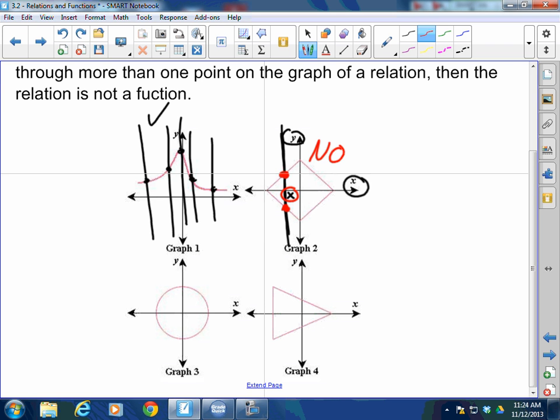Does that make sense? If I make a vertical line test here, at this x, I went through two different y's, not a function. Through this vertical line test, look at all the different y's I'm hitting here. All sorts of different y's for the same x. That is a big fat no. Even if I do it here, at this particular x, I've got two different y values. So that is a no.